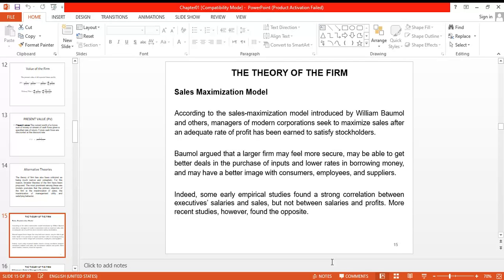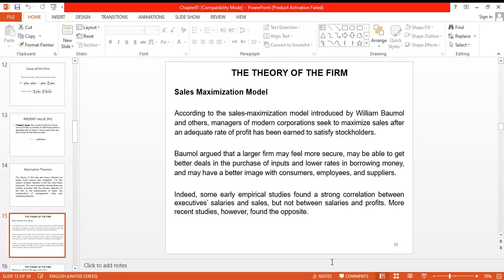Okay, so now let's look at the various models through which these objectives are derived. When we are talking about the sales maximization model, it comes from the theory of William Baumol. He studied the firms and he said that larger firms, he mainly opined about the larger firms, especially love to remain at a very high level of sales.